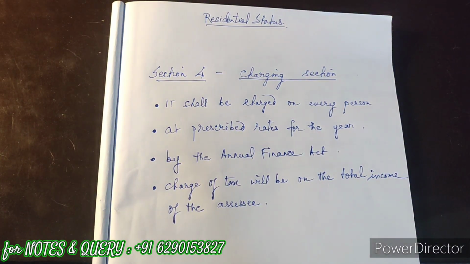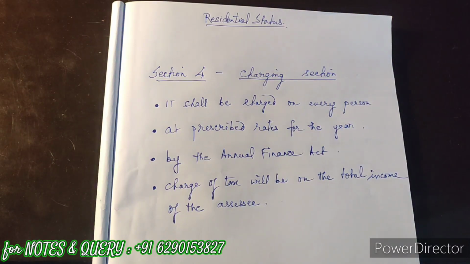Hello students, today we are going to start our tax class with residential status. Now we will start the very basics of residential status, first with section 4. Section 4 of the IT Act is the charging section. It provides that IT shall be charged on every person at the rates prescribed for the year by the Annual Finance Act.